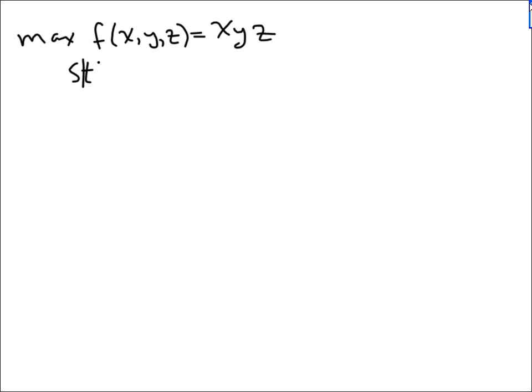Okay, the next one. They want us to maximize, and here we have a function of 3 variables. So this one seems like it's going to be different than the first 1 or 2 that we've done in this chapter or section. Here we're going to have 2 constraints. We're subject to the sum of these 3 variables is 32, and x minus y plus z is 0.